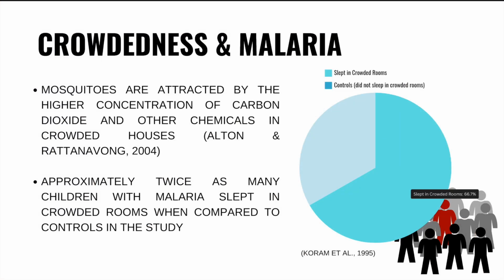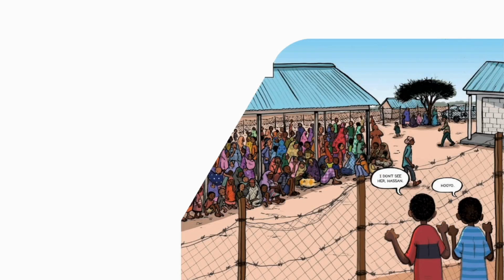Yes, indeed. Crowdedness is also highly correlated with malaria, given that mosquitoes are attracted by the higher concentration of carbon dioxide and other chemicals in crowded houses. This is evident from a matched case control study in the Gambia, where approximately twice as many children with malaria slept in crowded rooms when compared to controls in the study. Therefore, it should be of no surprise that a larger proportion of campsites have malaria as a primary health concern given higher levels of crowdedness.